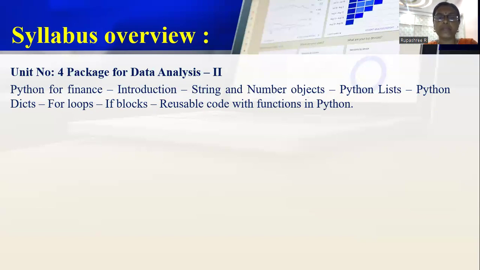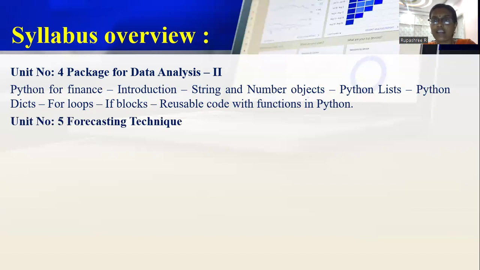So in Python, we are going to learn what are strings and number objects, how lists are formed in case of Python, and we are going to focus on what are for loops, if blocks, etc. And at last we will also be looking into the reusable codes with functions in Python.